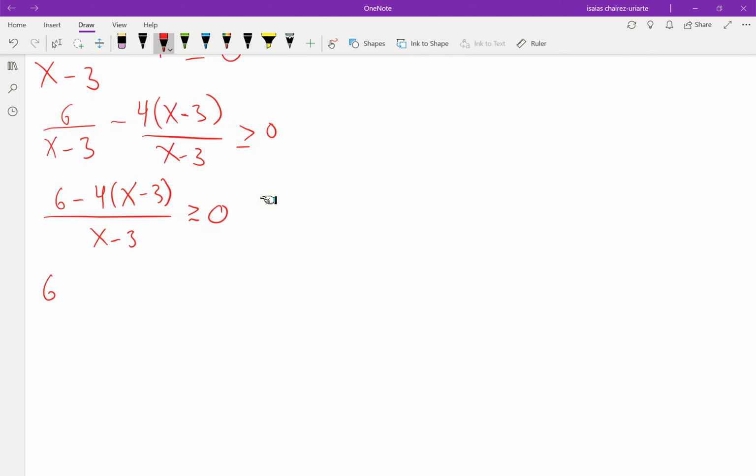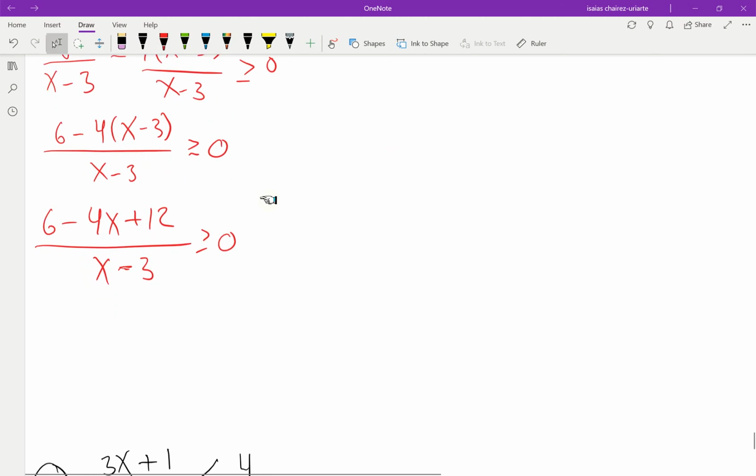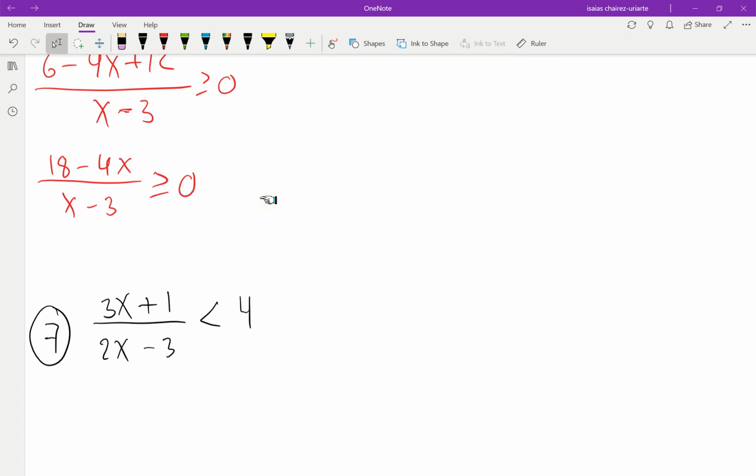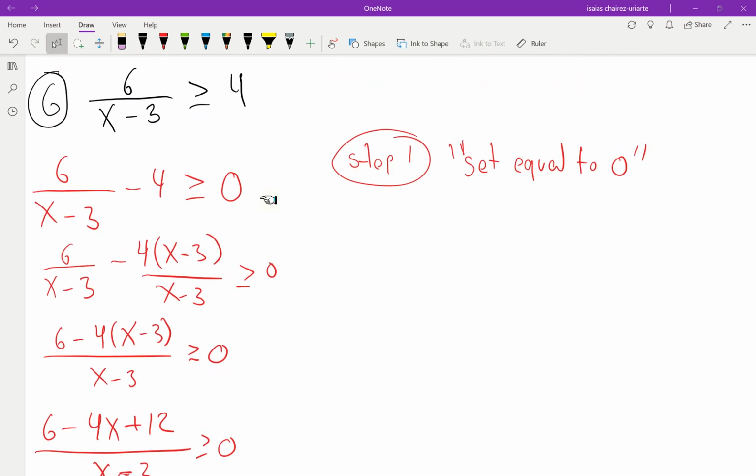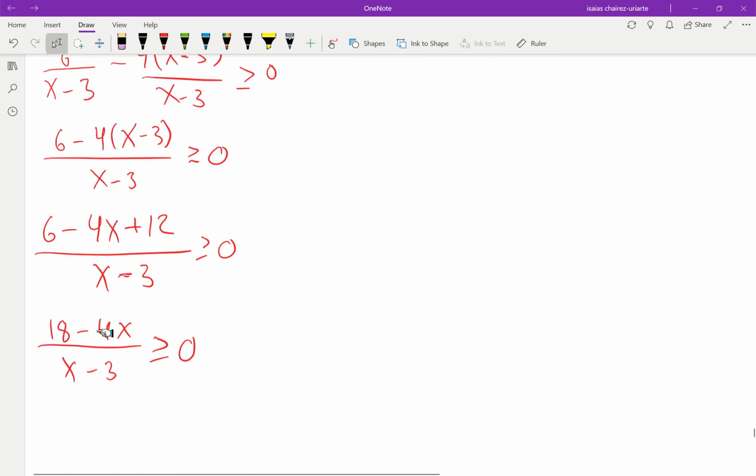So 6 minus (4x plus 12)/(x minus 3) bigger than or equal to 0. And then let me just collect like terms. 6 plus 12, that's going to be 18. So (18 minus 4x)/(x minus 3) is bigger than or equal to 0. Okay, so that's what I mean by setting it equal to 0. First of all, that's our first step. So that was step 1. We just set our inequality so that one side is 0 and the other side is just a fraction.